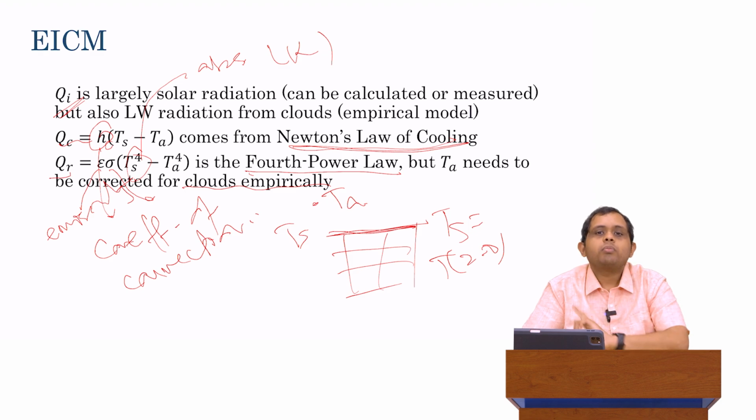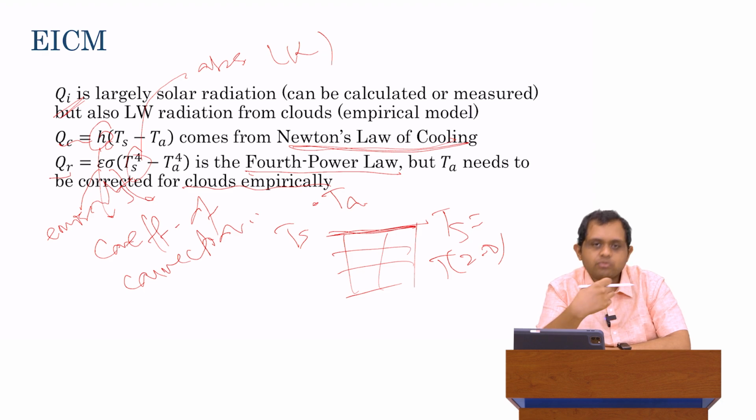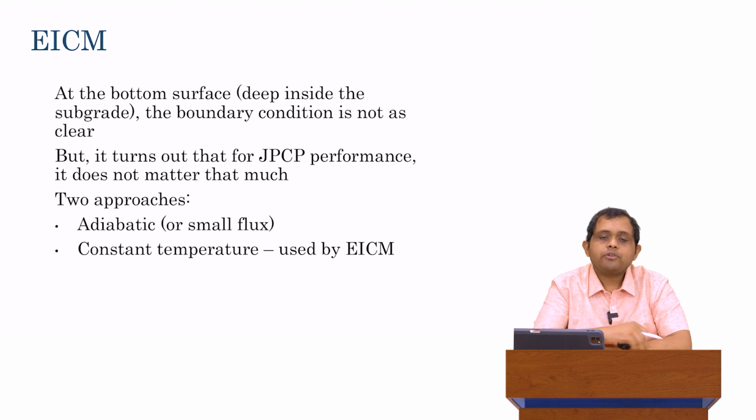We still have one more boundary. That is the boundary at the 1000 millimeters or 1 meter into the subgrade. That's where we consider our pavement has ended for the purpose of the EICM. That is another boundary. We have to specify one more boundary condition there. Now, that is an open question of how to do it. At the bottom surface, which is deep inside the subgrade, and by deep, I basically mean 1 meter, it's not very clear what the boundary condition is.